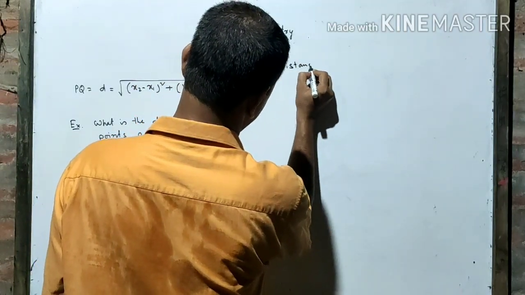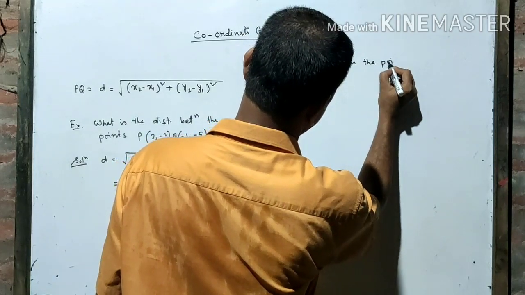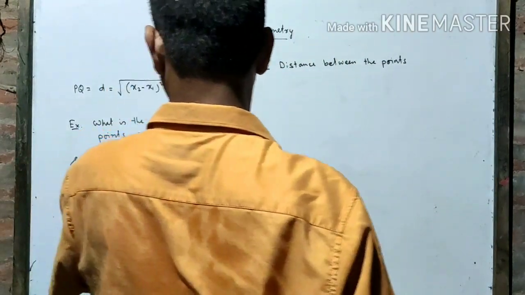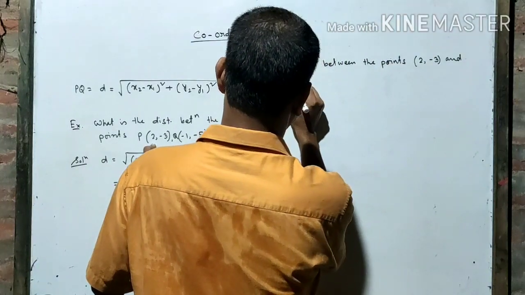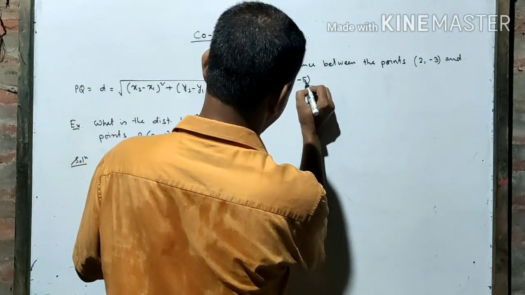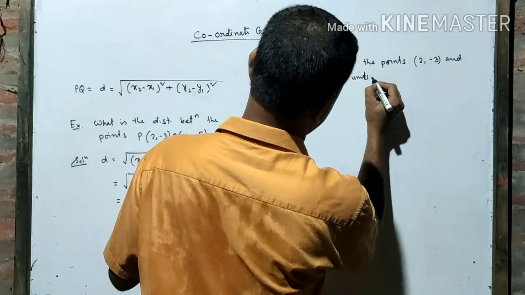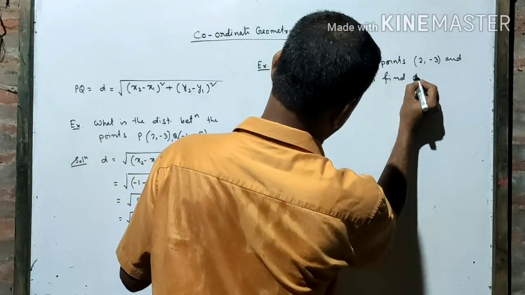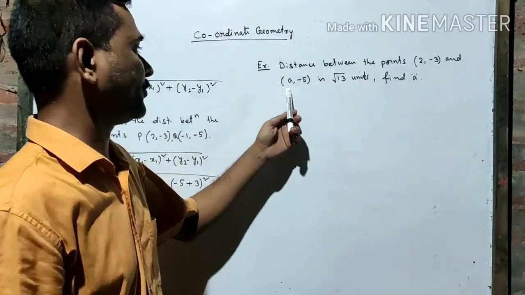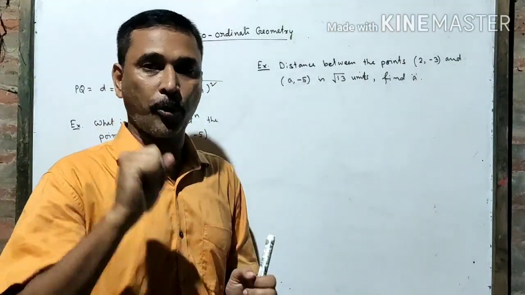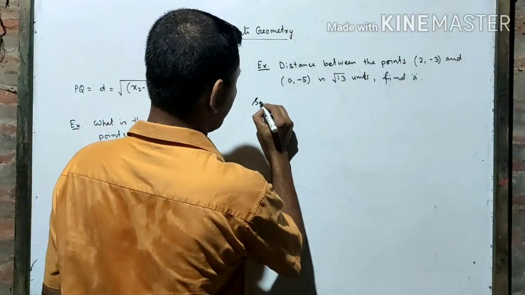Suppose the same question: the distance between the points (2, minus 3) and (a, minus 5) is root 13 units. Find a. So here you see x1, y1, x2... y2 and d are given. We have to find the remaining one. So out of the 5, 4 are given and we have to find the fifth. So how will we solve this?